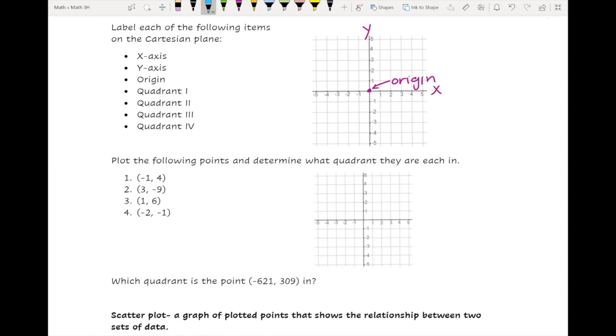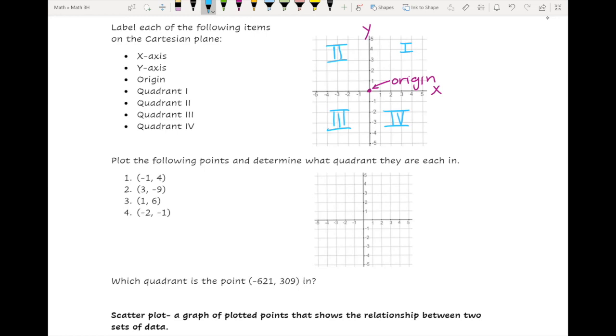They're in Roman numerals. So there's quadrant 1, and then we go counterclockwise all the way around. So quadrant 2, quadrant 3, and quadrant 4. They are called quads, like 4 of them. So those are our 4 quadrants. The next part says to plot the following points and determine what quadrant they are each in.